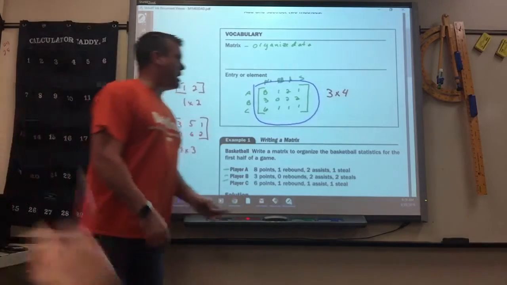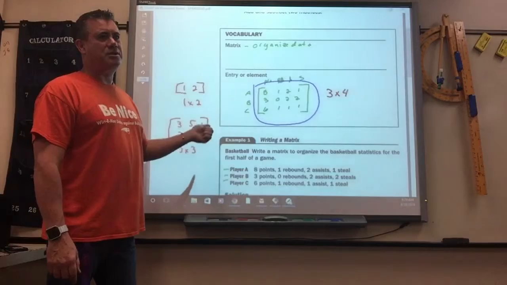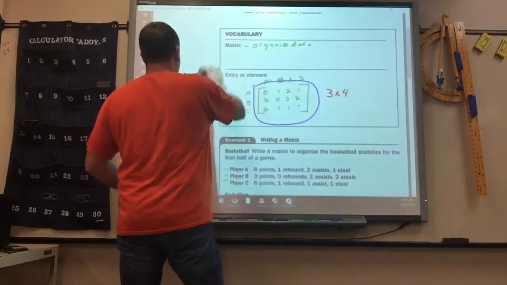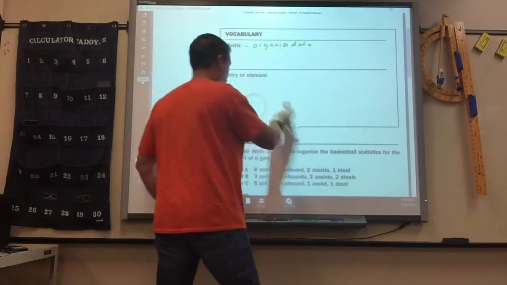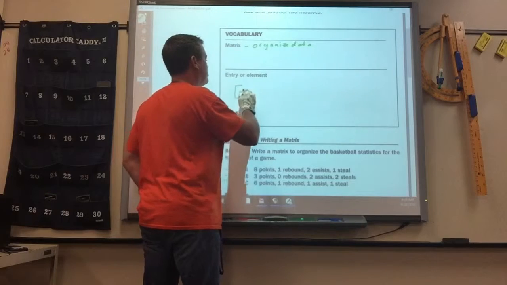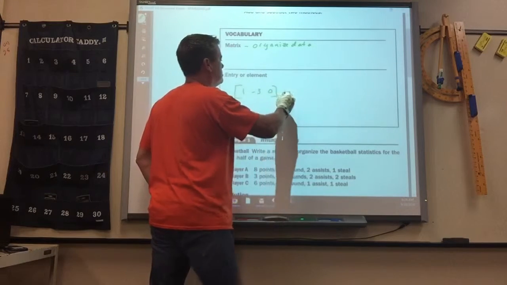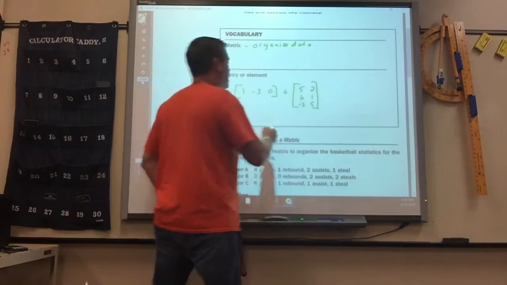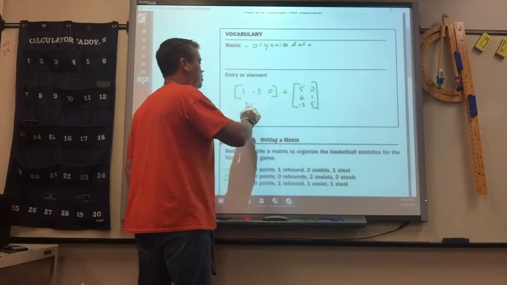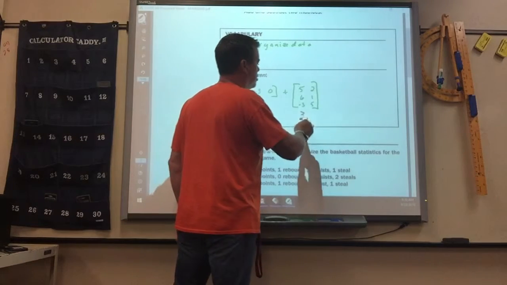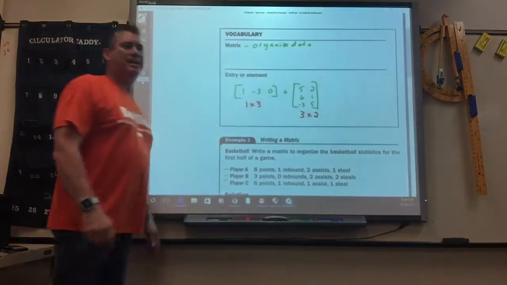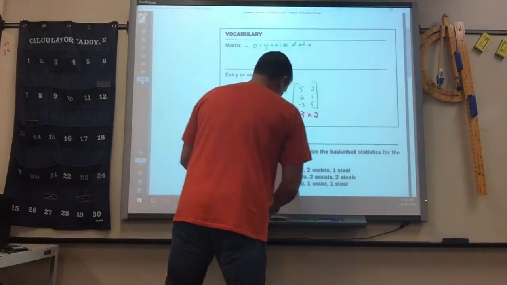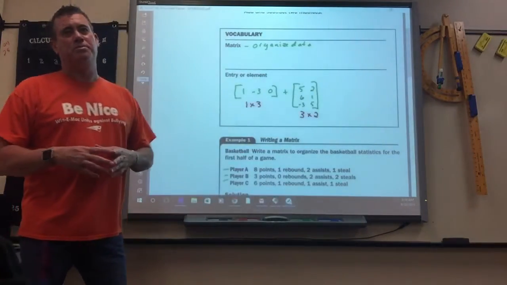In order to add or subtract matrices, which we're going to be doing, they've got to be exactly the same size. You can't take 2 different size matrices and add them or subtract them. If you've got this, here we've got a 1 row, 3 column matrix. Here we've got a 3 row, 2 column matrix. They can't be added because they're not the same size. Okay? Now, adding and subtracting them is super simple.